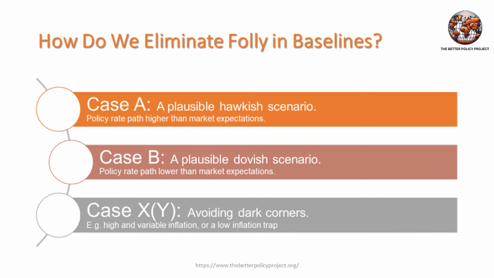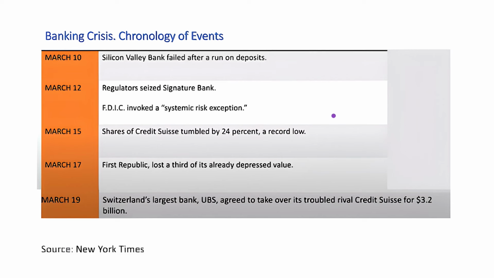The first event was the failure of Silicon Valley Bank on March 10th. Shortly after, on March 12th, Signature Bank failed. On the same day, the FDIC invoked the systemic risk exception. They assured everyone that all deposits, even those exceeding the insured amount of $215,000, would be returned. This action was taken to reassure depositors and calm economic agents.